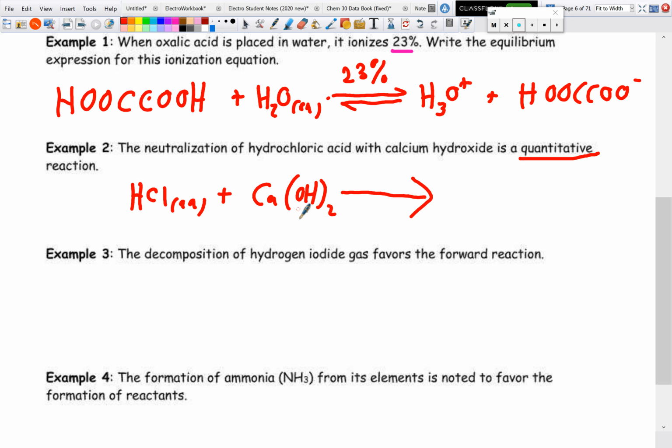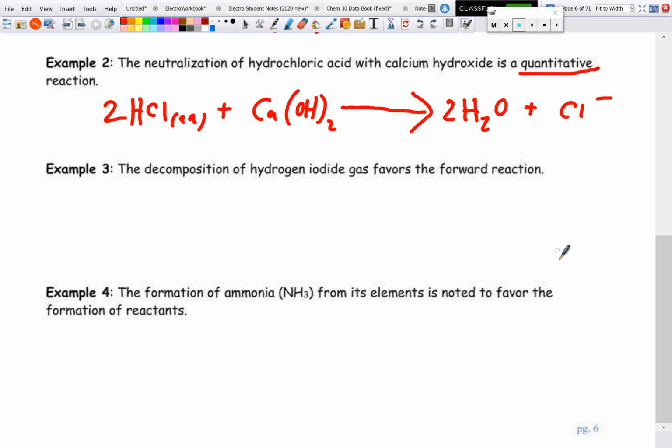Now remember, neutralization is just a fancy double replacement reaction. So we're going to get 2 H2O plus Cl minus. And to balance, a 2 goes in front of there. So of course this one here is a single arrow.